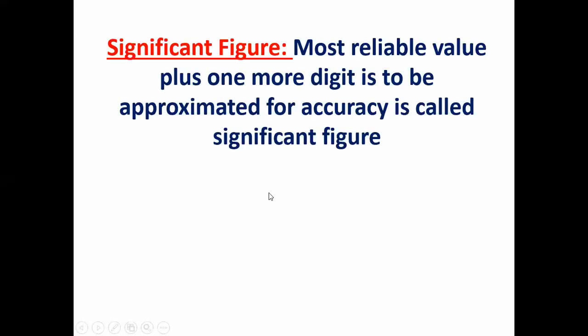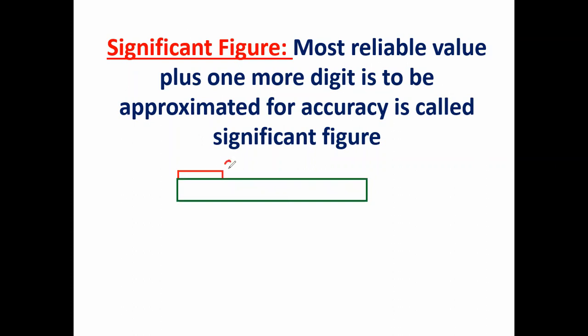Significant figures. The most reliable value plus one more digit, approximated for its accuracy, is called a significant figure. For example, I want to measure the length of this object. Whenever I compare with that scale, it used to show 2.5 and 2.6.